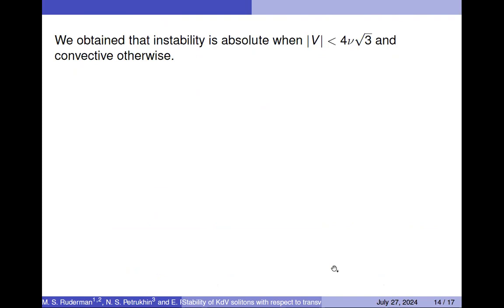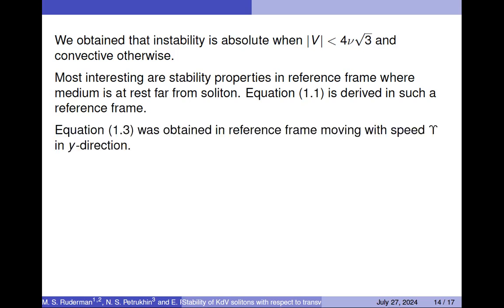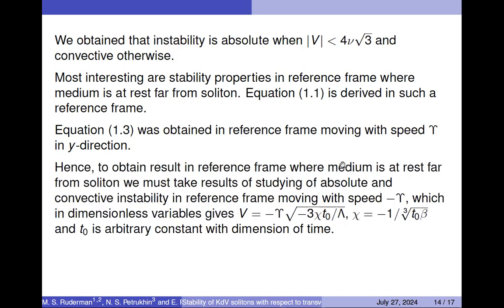As a result, we obtain that instability is absolute only when v satisfies this condition. The most interesting is to study the stability in the reference frame where the medium is at rest at infinity. To do this, we take the reference frame moving with speed minus epsilon in the y direction.